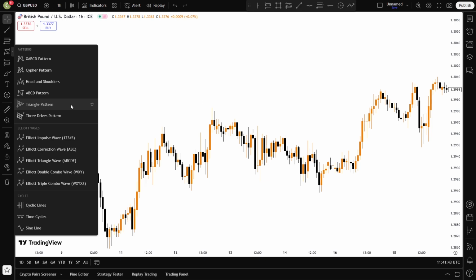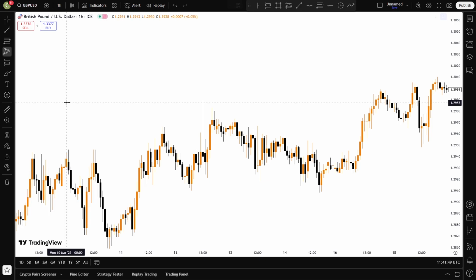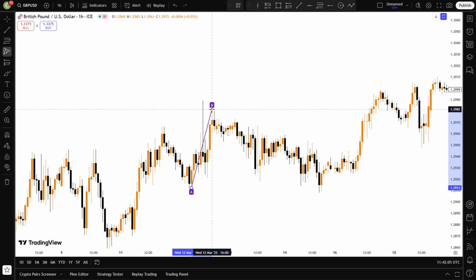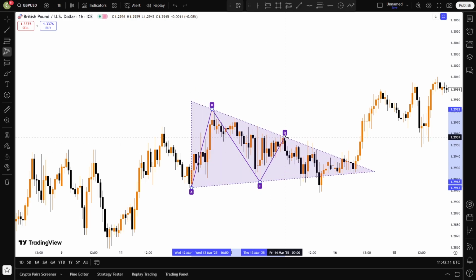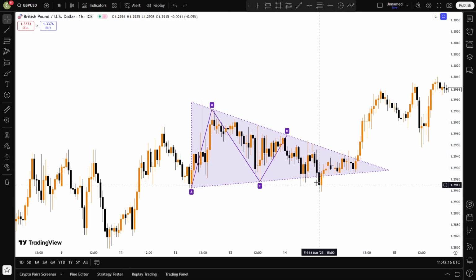So there's an example of using the triangle pattern. We pick a low, we head over to the high, bring it to a pullback, and as you can see, the market is already drawing a triangle. And in this case, you would wait for a breakout and a confirmation before you enter the market.